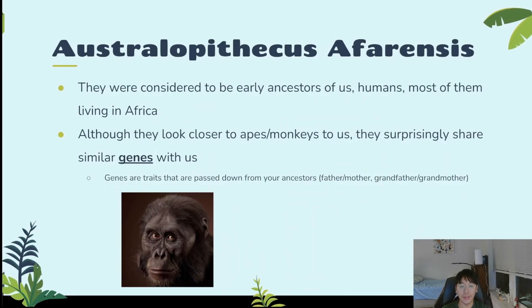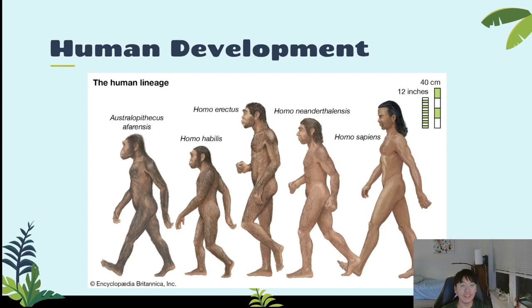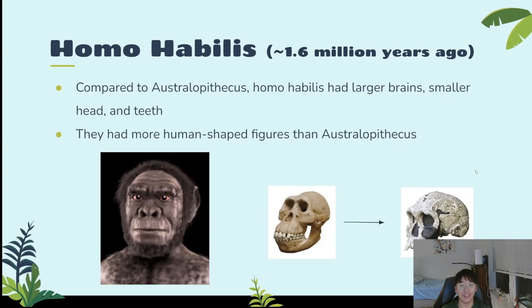If we can actually go back to the human development, here is just a basic outline. Again, starting from Australopithecus, which is closer to apes or monkeys. Then came Homo habilis, Homo erectus, Homo neanderthals, and Homo sapiens, which we are today.